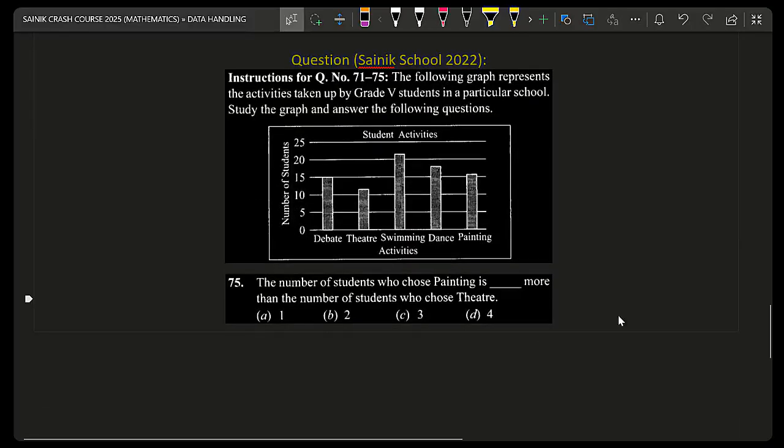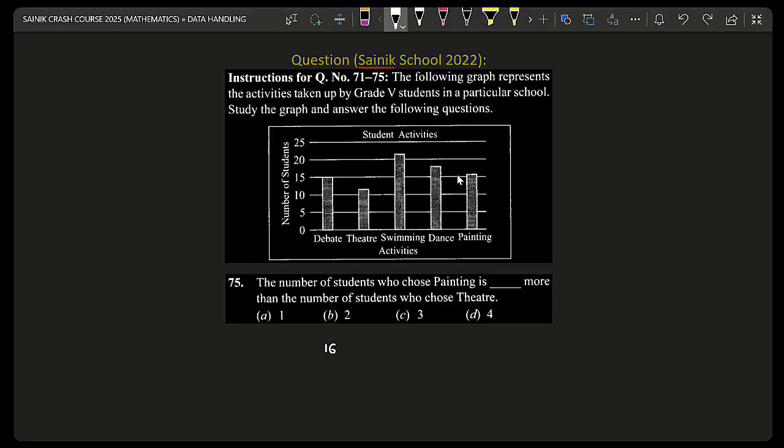One more question is there on the same picture. Bhuvana, can you read this? The number of students who choose painting is dash more than the number of students who choose theatre. Painting, how many? Sir, 17. Painting is 16. It is just more than 15, not 2 points. See, you can visualize this space in 5 equal parts. Then the best approximation is 16, not 17.